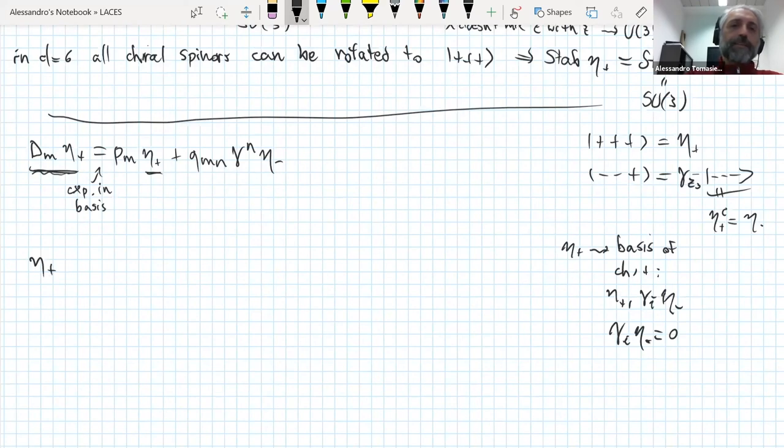To eta plus, we can associate this J and omega, which are just identified by its stabilizer, but there's a more practical way to find them. And they coincide with the one I have given before. Can you introduce them like this?